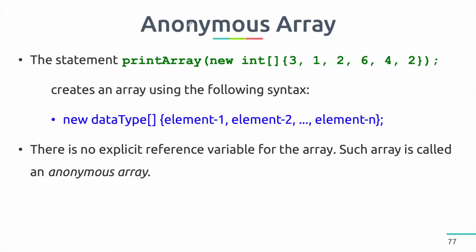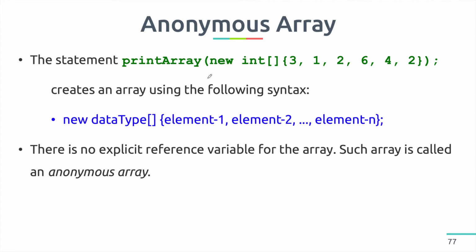We can also use an anonymous array. What is an anonymous array? An anonymous array is when we need to use an array only once and not refer to it again. In this case, we can use an anonymous array. So the way that we define an anonymous array is that we will not need to give it a name.